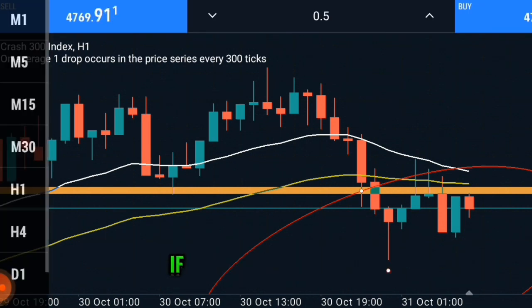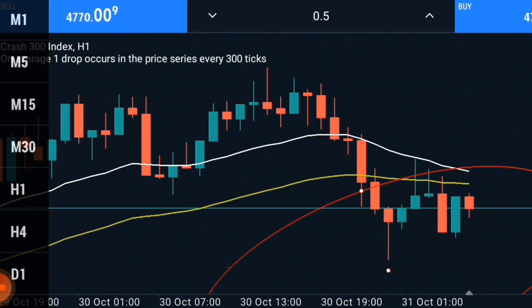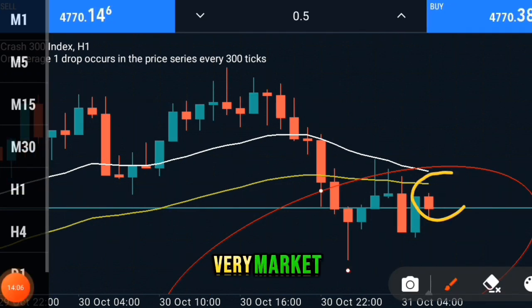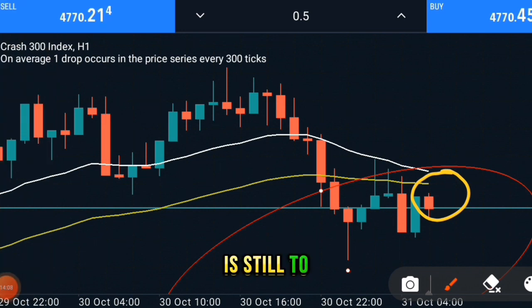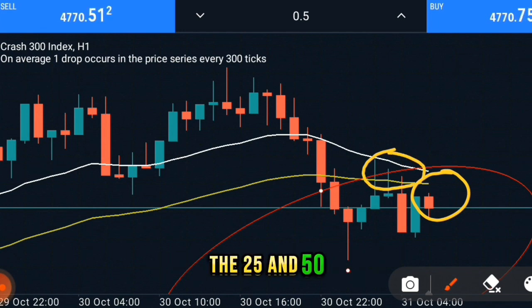if I should remove this now, you will bear with me that this very market is still to touch that level. It has not. So the last one that crossed was between the 25 and 50 moving average.